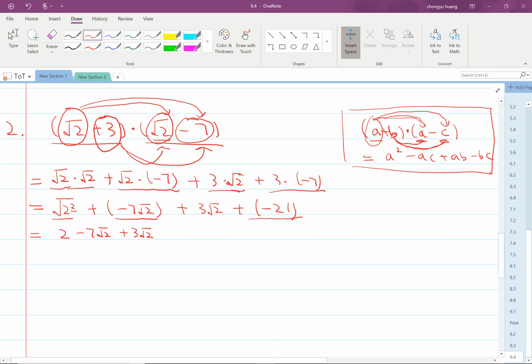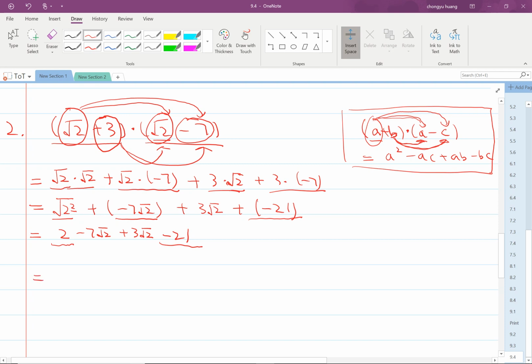We don't have to do anything because it's already in the simplest form. And then we have negative 21, so you minus 21. Let's continue. As you can see, we have 2 minus 21, so we are actually able to do some calculation over here.